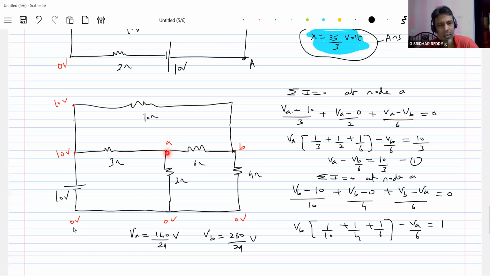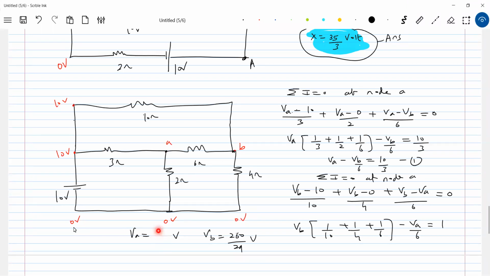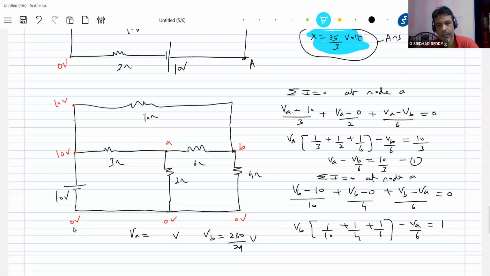Sir, 85 by 22. VA is 85 by 22. VB is 35 by 11. By any chance, VA greater than 10 volt should not happen, because this is what is going to energize the circuit, and definitely the potential at B should be less than 10 volt. There's one more cross check you should have.